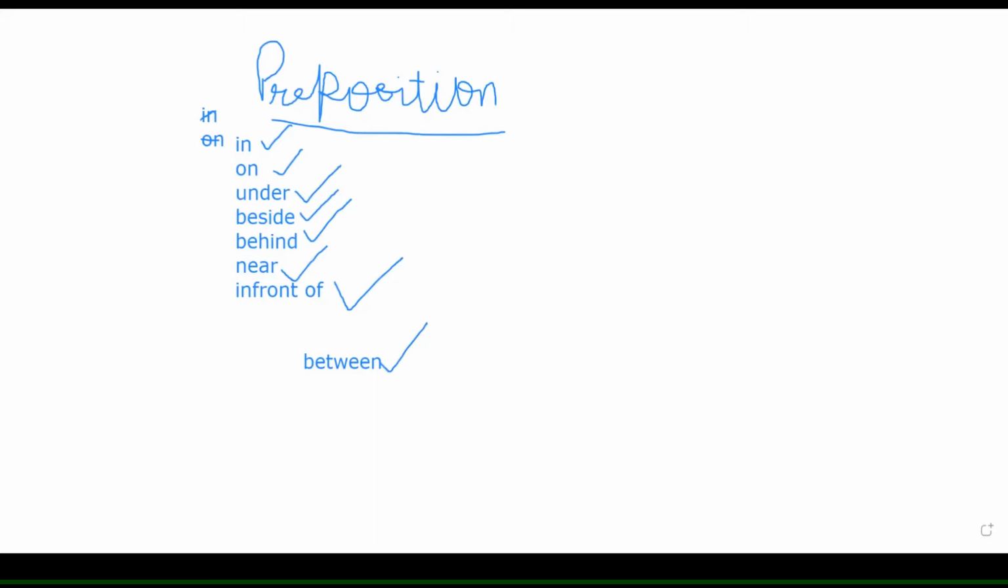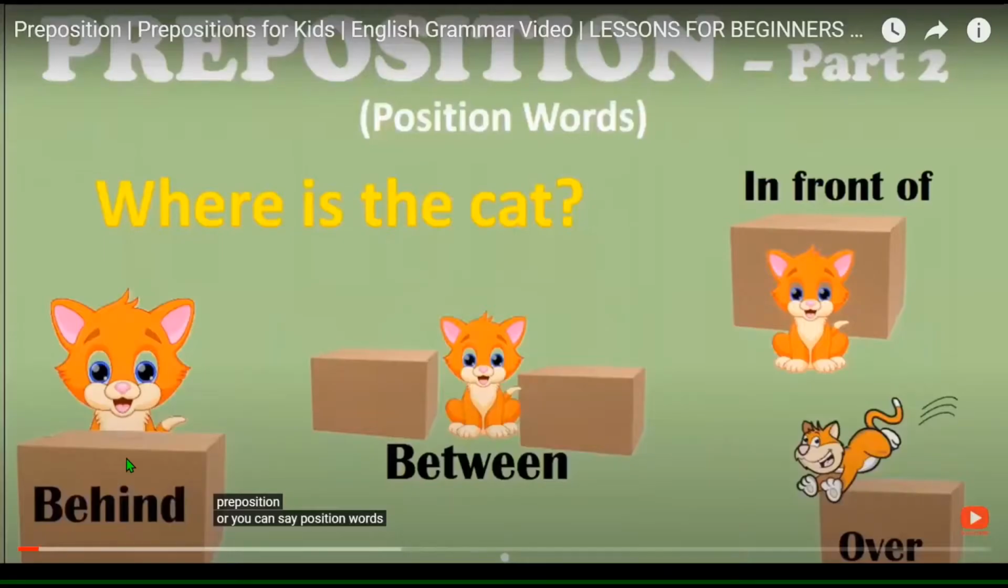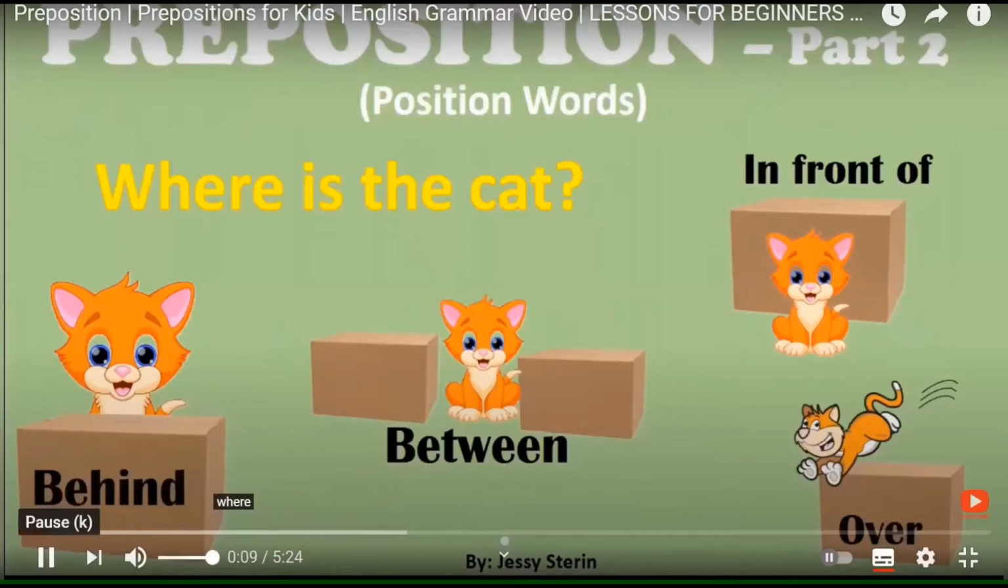Now, where is the cat? Okay, now we need to find out where the cat is. The cat moves here and there. Now you will find the cat sometimes in front of the box, sometimes between, sometimes behind, sometimes over. After watching this video, you'll be able to answer.